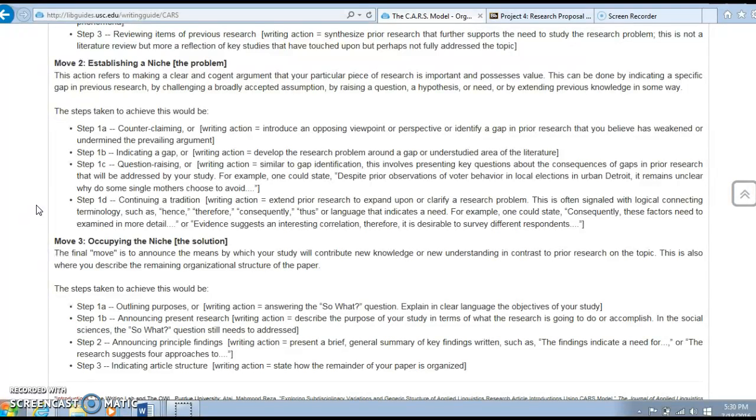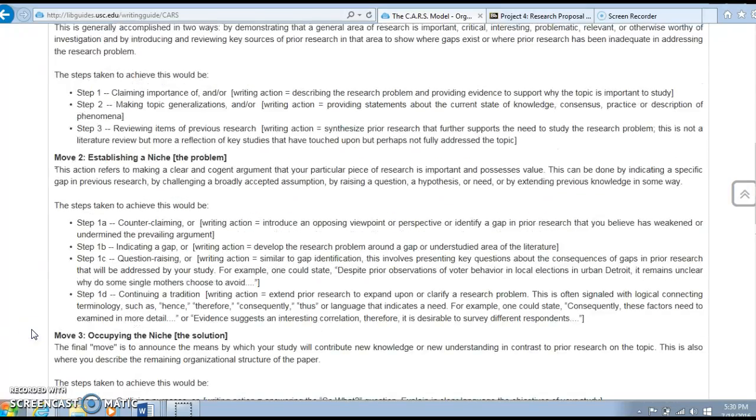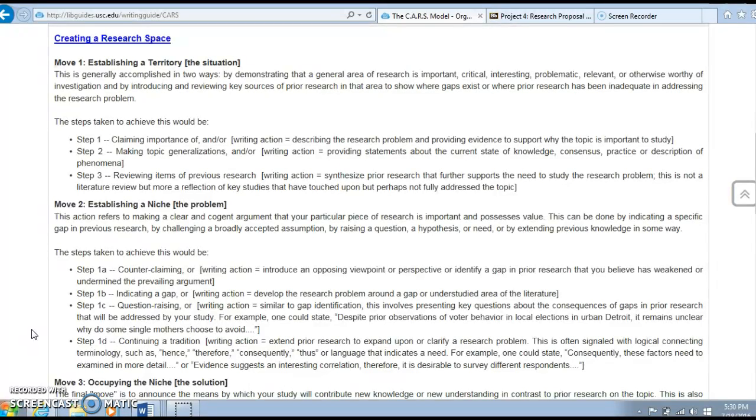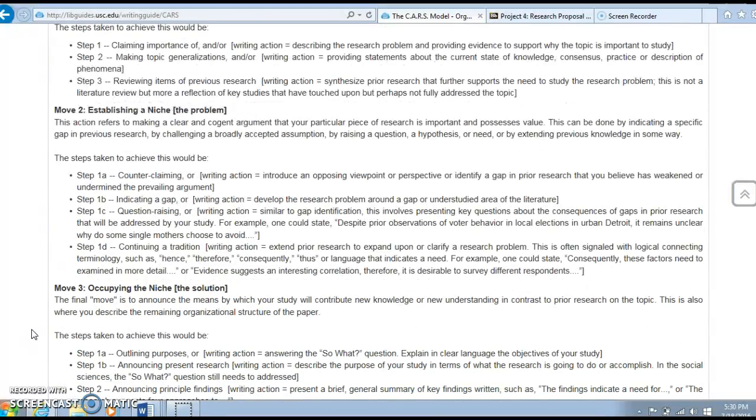And then the third move is to provide the solution. And once again, you can see here it's step 1, A or B, right? So you choose which one of these you do, and then move on to step 2 and 3. So it makes sense in a way. It's like, here's what the situation is, here's what the problem is, and then here's what the solution is, right?